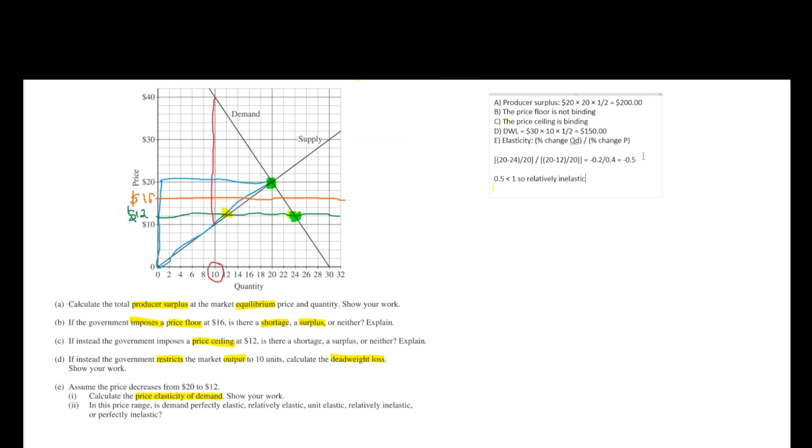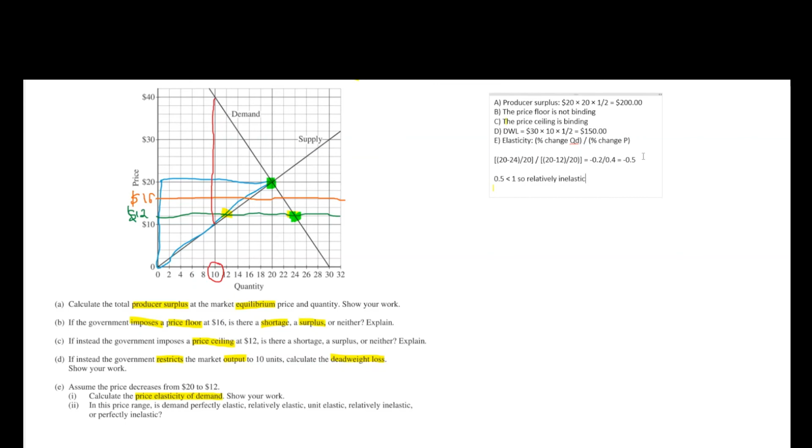Now, if you want, you could use the midpoint method. To do that, you're just going to add in one extra little step here where you divide the top and bottom fractions by the midpoint. To get that, you just average them out. So 20 plus 24 divided by 2, that's 22. And for that one, you'll get a slightly different number of 0.36. However, it's still less than 1, so it's still relatively inelastic.